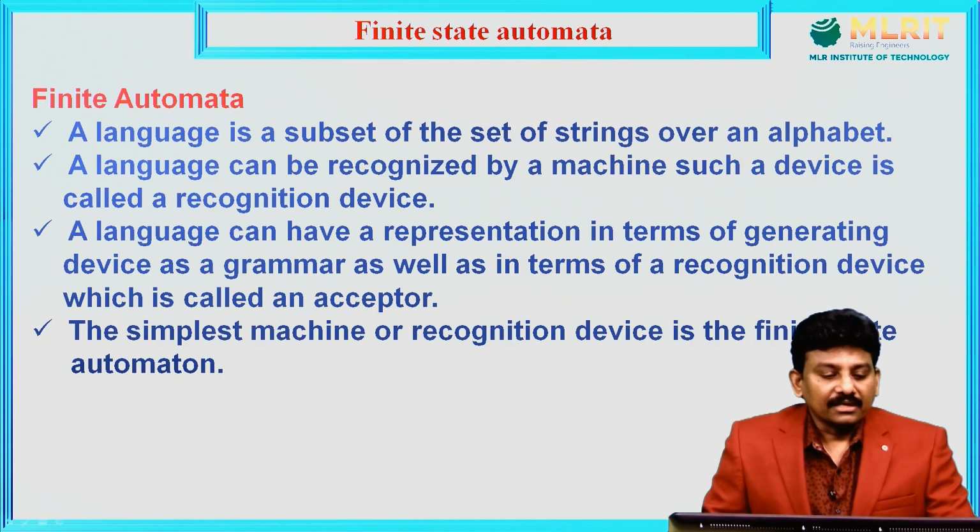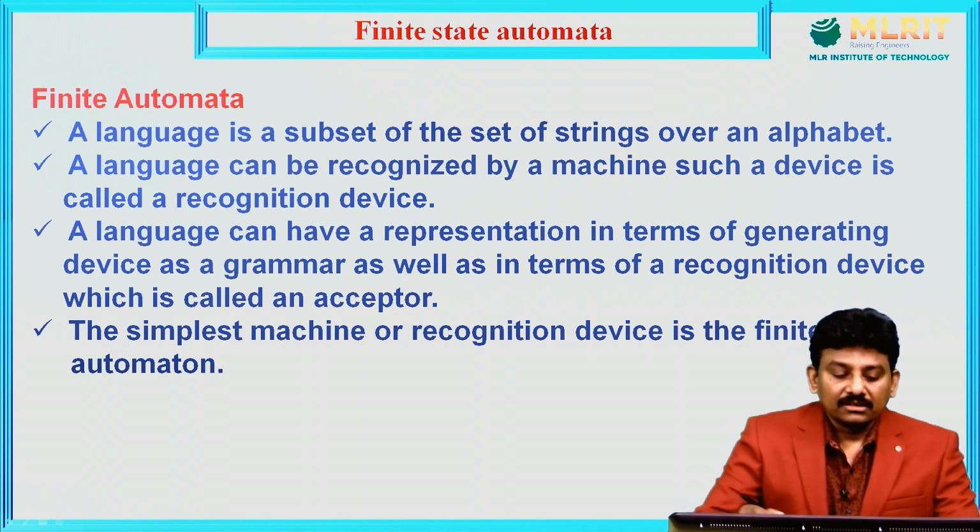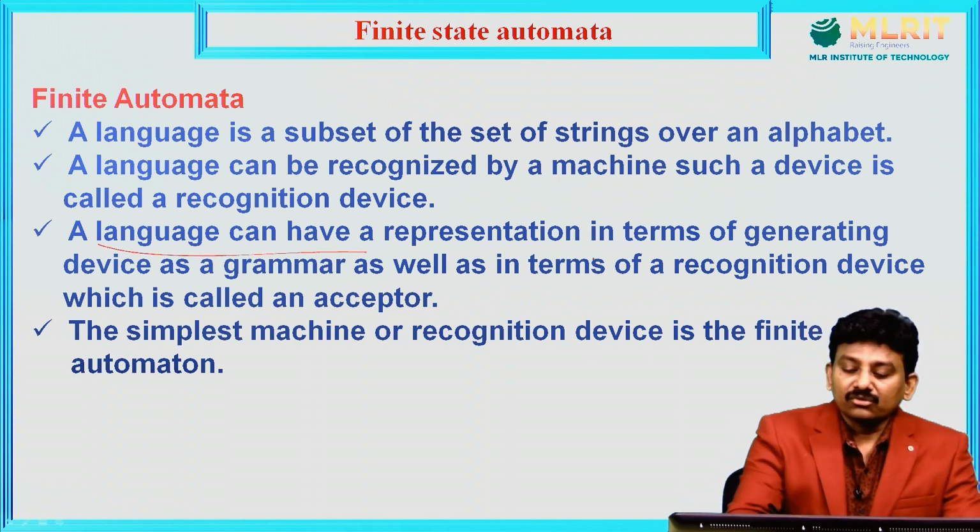Finite Automata. A language is a subset of the set of strings over an alphabet. A language can be recognized by a machine. Such a device is called a recognition device. A language can have a representation in terms of a generating device, such as a grammar, as well as in terms of a recognition device, which is called an acceptor. So, the language can be represented in two ways.